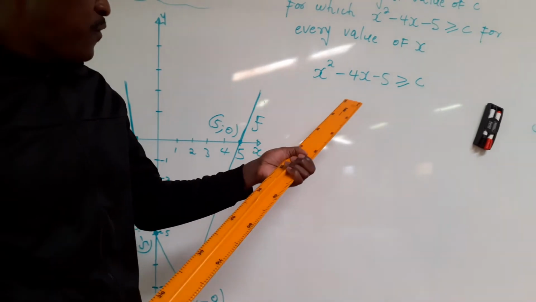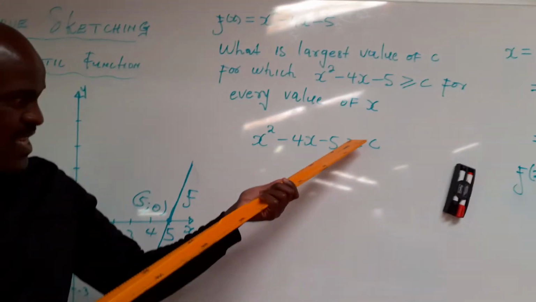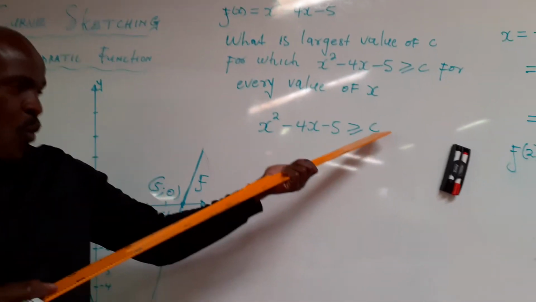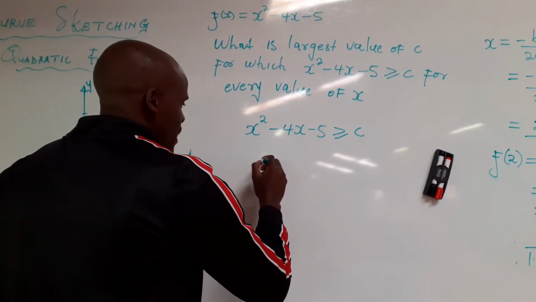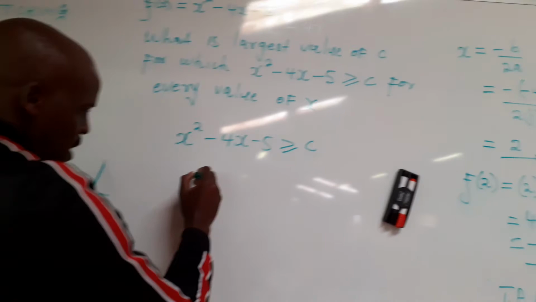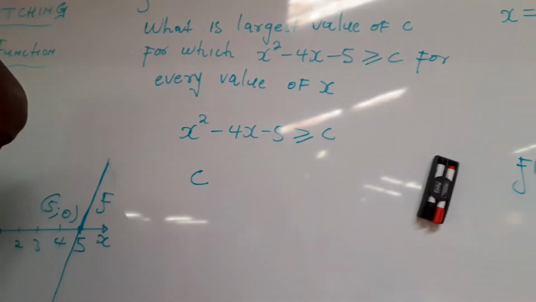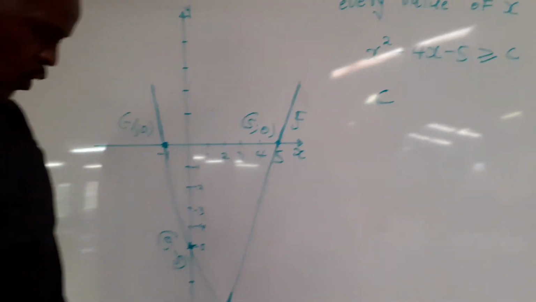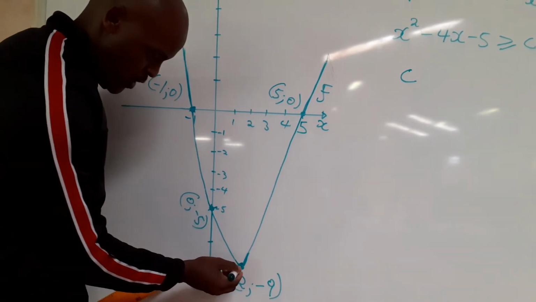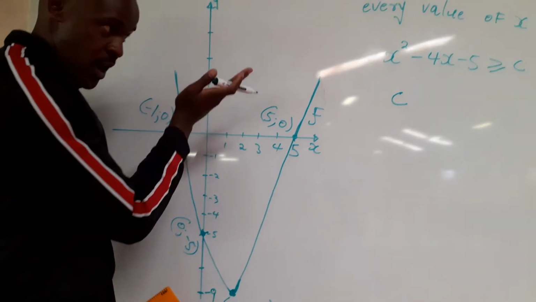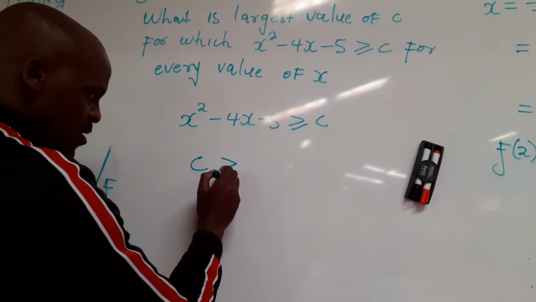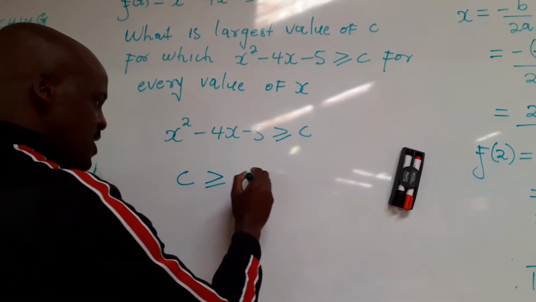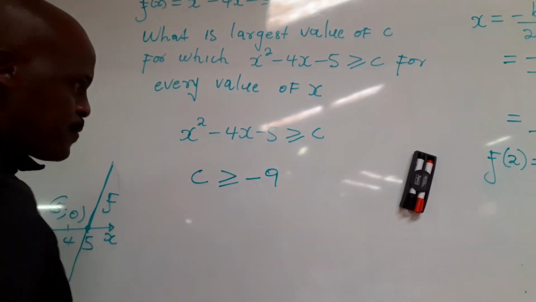So we are looking for where this is greater or equal to y. Therefore, it's when our c, which represents y, is where our y is equal to negative 9 or above. It's where our c is greater or equal to negative 9.